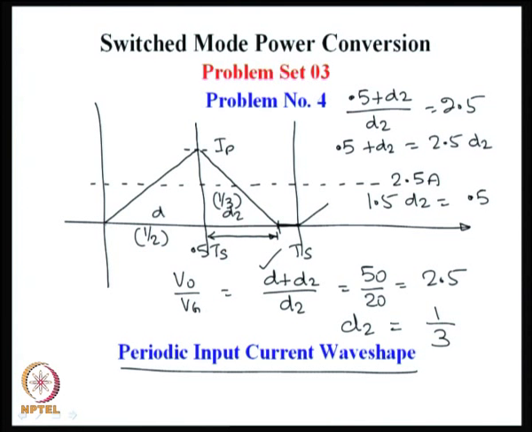So, for a fraction 1 by 2 of the cycle, the inductor current keeps increasing. Following that, for a fraction 1 by 3 of the cycle, inductor current keeps falling and eventually it reaches 0 at the end of 1/2 plus 1 by 3 of the duty ratio. So, this is the shape of the periodic current, and we would like to know what is this peak current, I peak. So, we know that the average current is 2.5, the shape has a triangular shape and then followed by a 0 region. So, this duration from here to here is D plus D2 Ts.